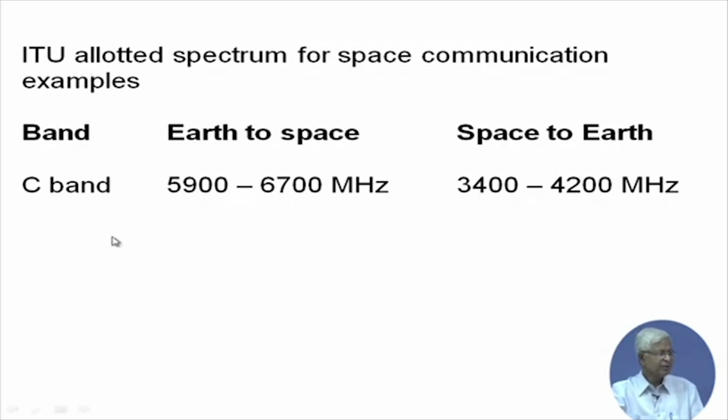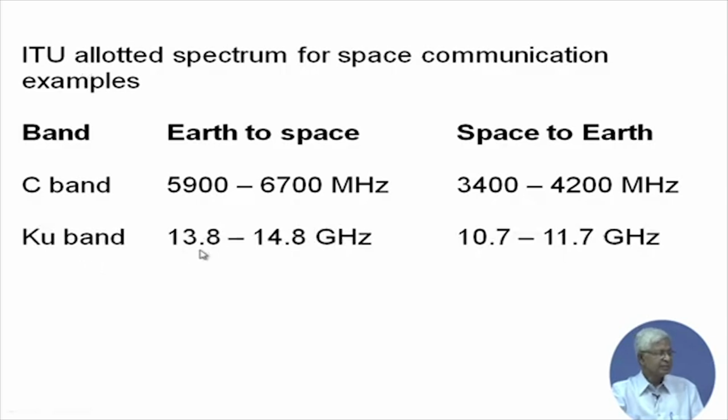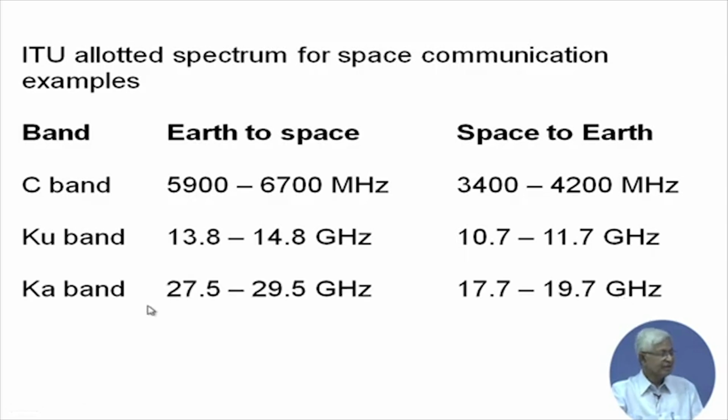They have specified a Ku band also, which is 13.8 gigahertz to 14.8 gigahertz in the uplink, which is earth to space, and 10.7 to 11.7 gigahertz in the downlink, which is space to earth. At Ka band, another chunk is 27.5 gigahertz to 29.5 gigahertz, and 17.7 gigahertz to 19.7 gigahertz.